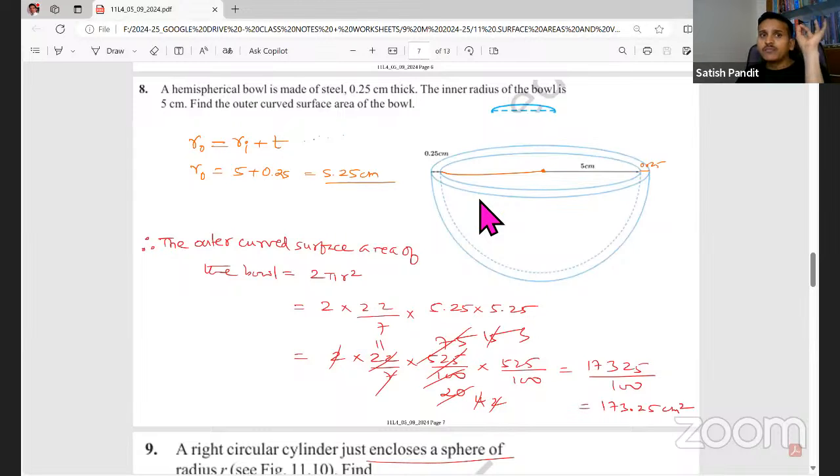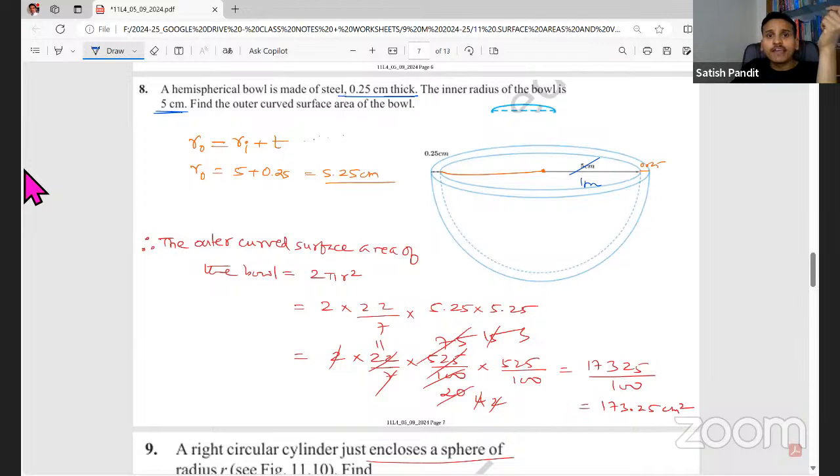A hemispherical bowl is made of steel of 0.25 centimeter thick. Here the inner radius is 5, but in the given question, the inner radius is 1 meter. And the thickness here is 0.5 centimeter, but in the given question it is 1 centimeter instead of 0.5.